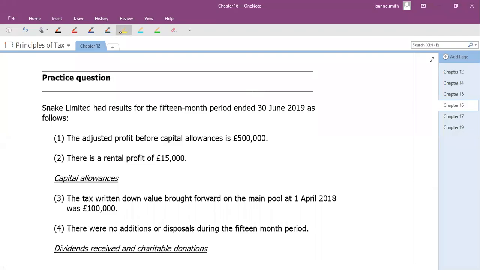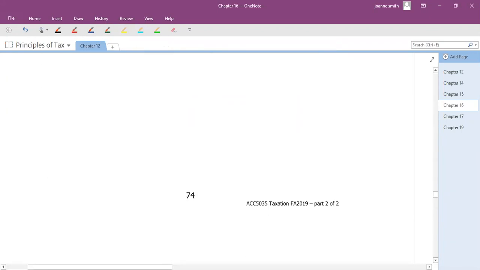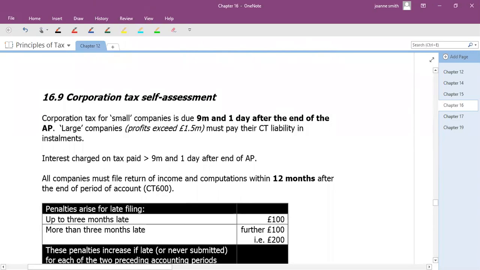So to finish off this section then, you could have a go at that practice question. It's a lot easier than the two that I've debriefed for you. Remember, you've got your written answers on Moodle that you can check with, so you should be okay with that one on its own. We don't need to do anything else on loan relationships.